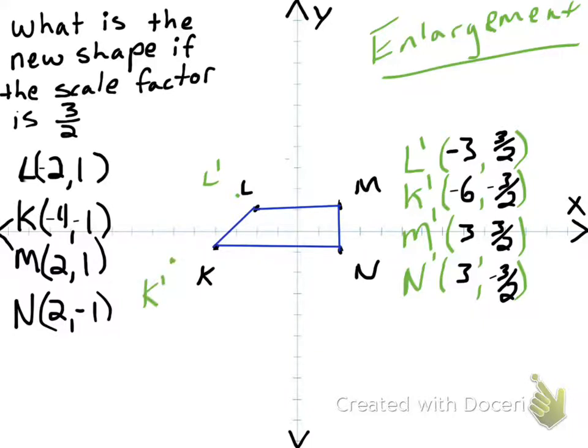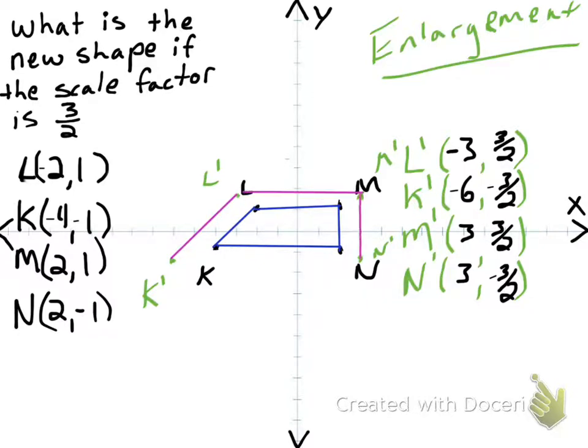And that's K prime. Now let's do M prime. 3 over 2. So I'm going to go 1, 2, 3, and 3 over 2. So it would be about right here. That should be M prime. And then let's do N prime. 3 down, negative 3 over 2. So about right here. Now that I have my dots planned out, I'm going to connect them and make my new shape.